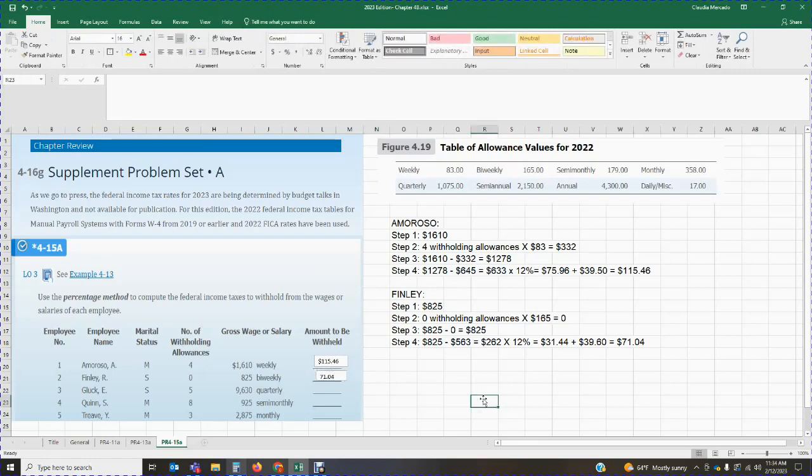Okay, so we get the logistics, the 4-step process. Go step by step, that way you don't get any errors.